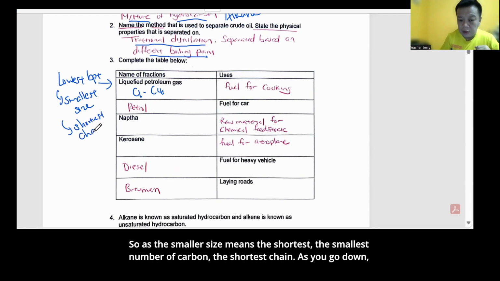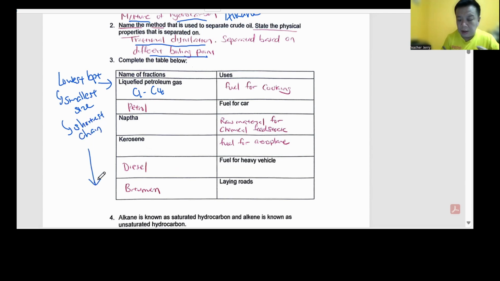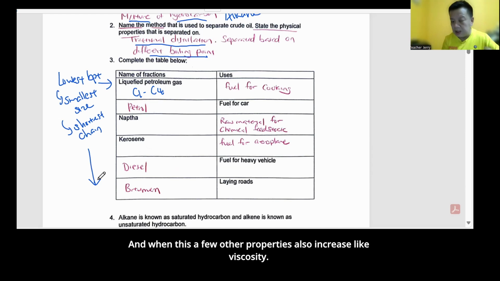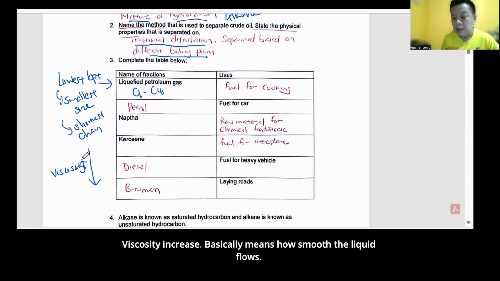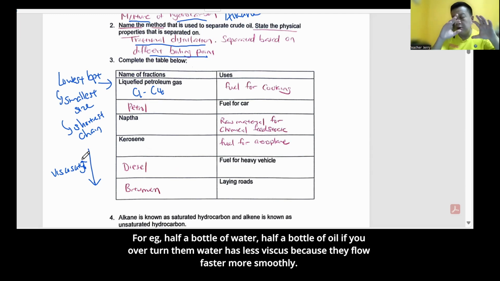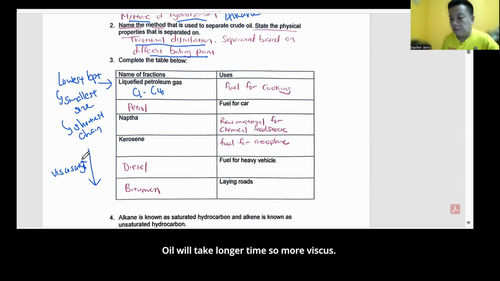As you go down, the size increases because the number of carbon increases, therefore melting point and boiling point increase. And with this, a few other properties will increase, like viscosity. Viscosity basically means how smoothly the liquid flows. For example, if you've got half a bottle of water and half a bottle of oil and you overturn them, water is less viscous because it flows faster, more smoothly. Oil will take a longer time, so it's more viscous.